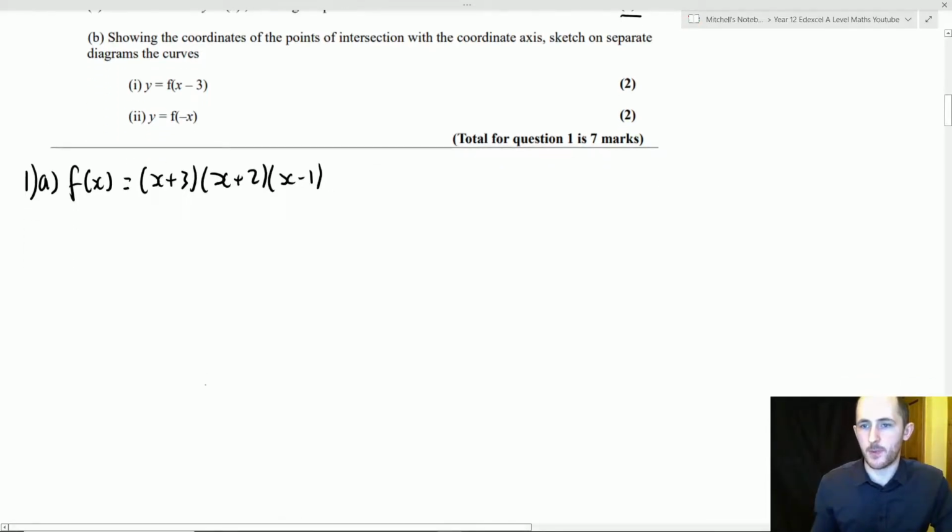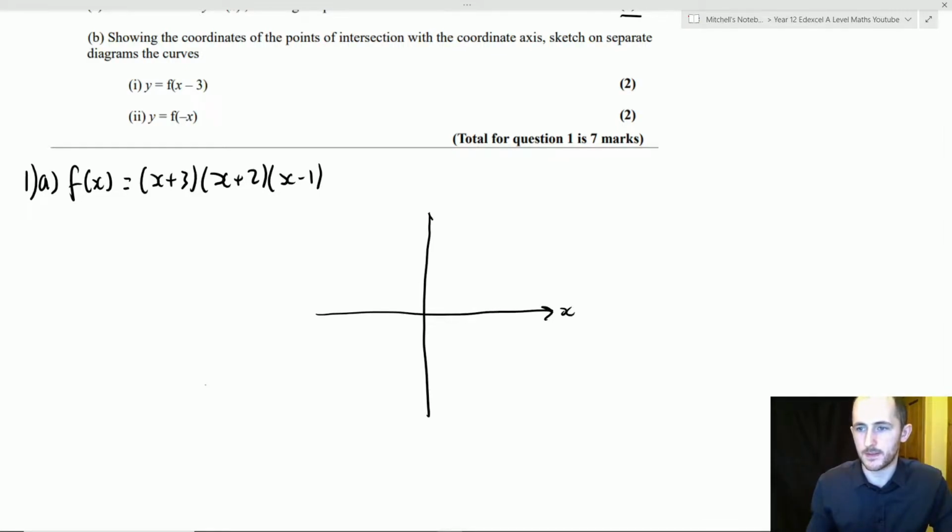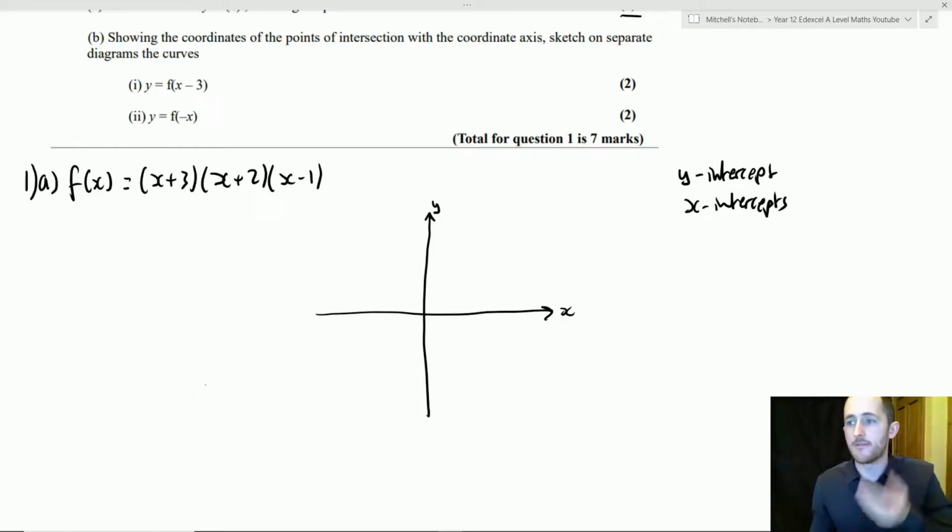So for part A we're just sketching, let's draw. This is like this. Your marks come from the y-intercept and all of the x-intercepts. Okay? So this is actually going to be 4 coordinates for us, but you only get 3 marks, and you drop a mark for every single one that you don't get.